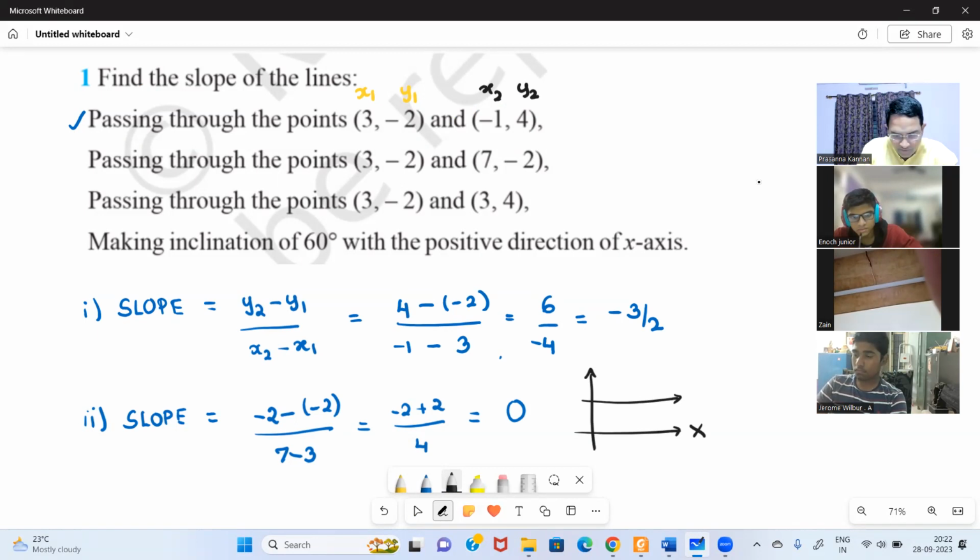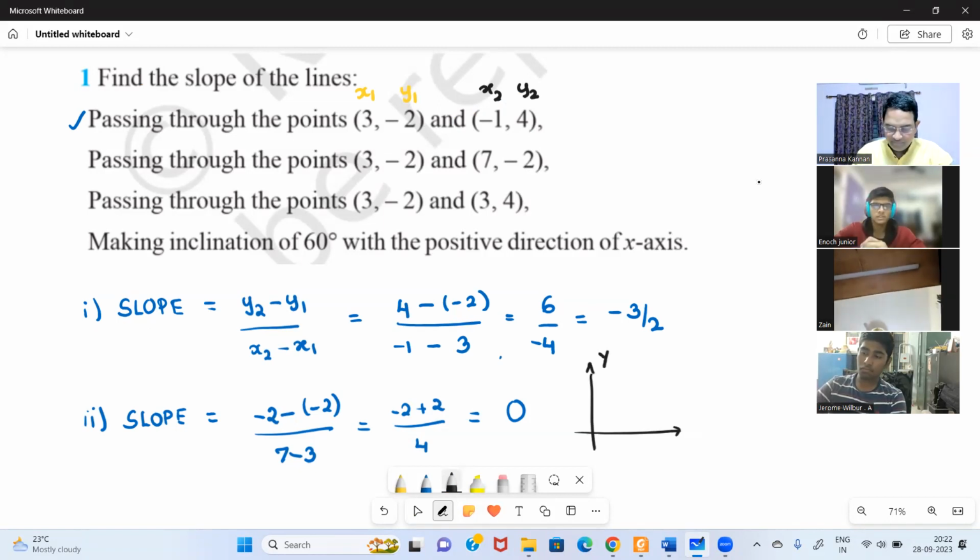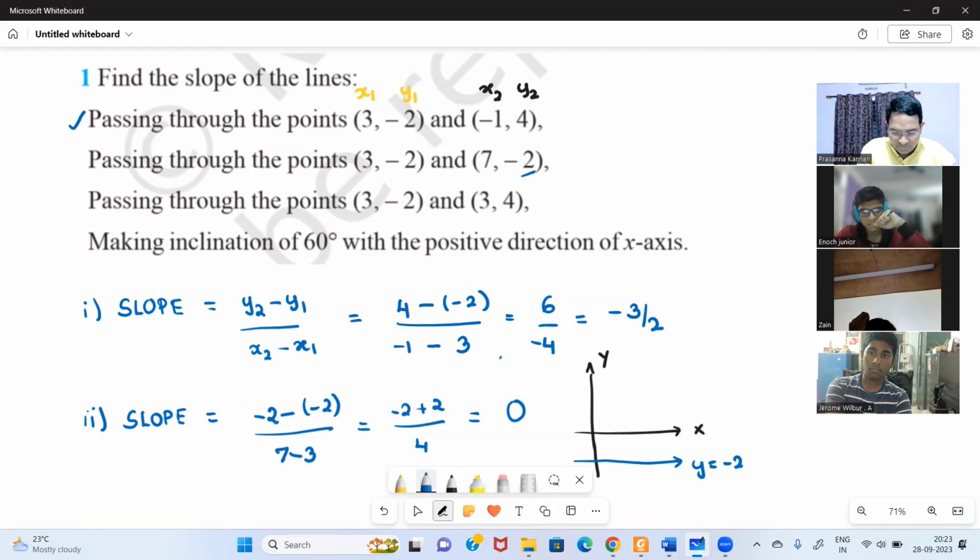In fact, from these two values, you can understand what is this line. What is the line we are talking about? In fact, the line we are talking about is y is equal to minus 2. Because the value of y is not changing. Do you see that? Y is equal to minus 2. Correct. Very good. Anyways, that is not asked, but just for your understanding.